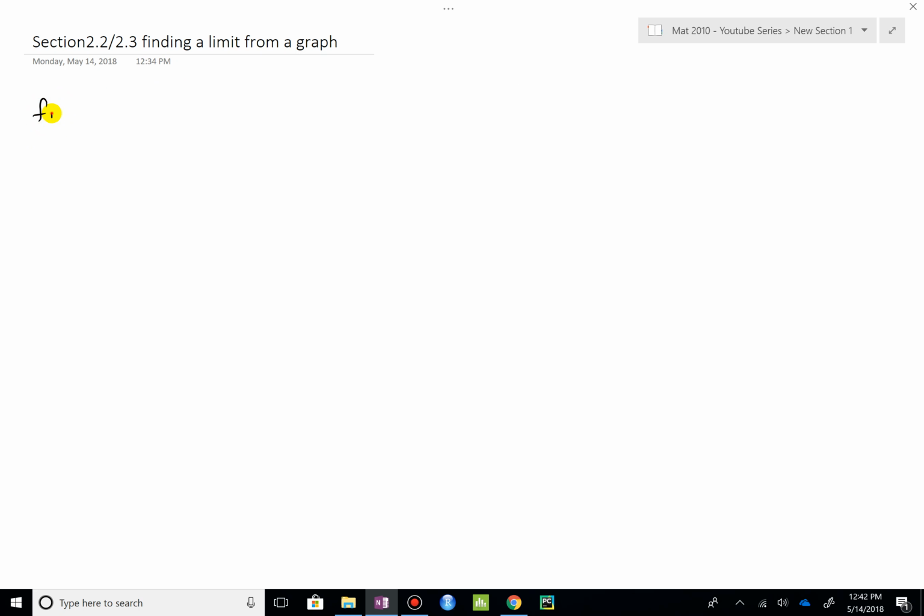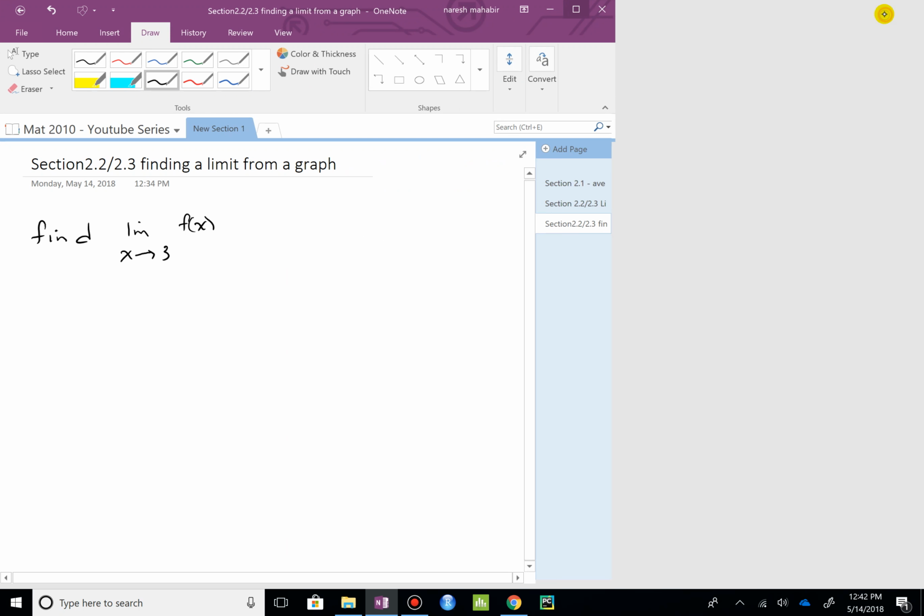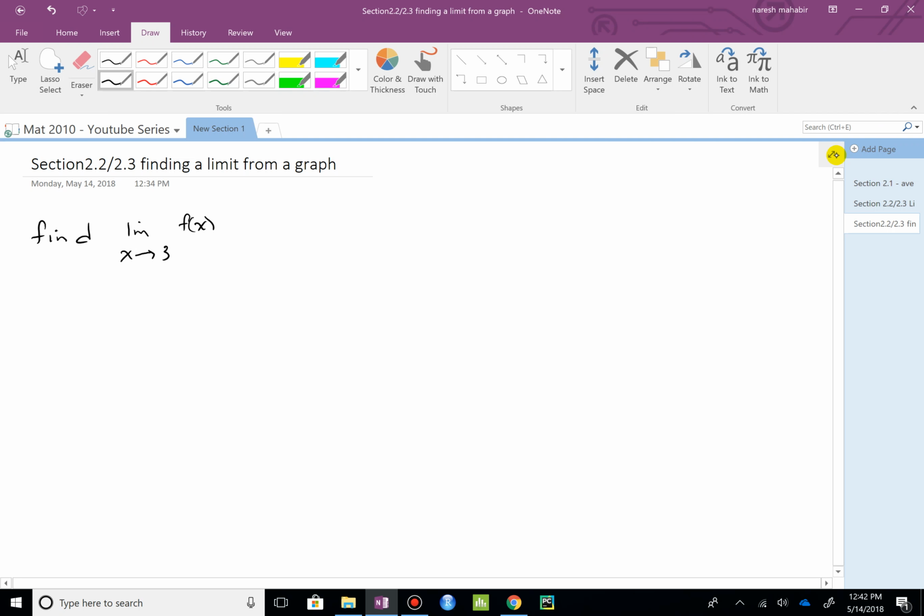So let's say they were to say find, and I'm not even going to give you a function, the limit as x approaches 3 of a particular function. They want us to find this. Well, in order to find that, we need to understand a couple things. What are they asking us for? That is the big question.